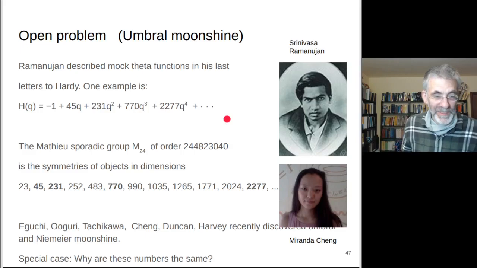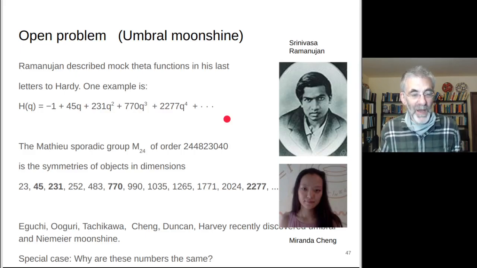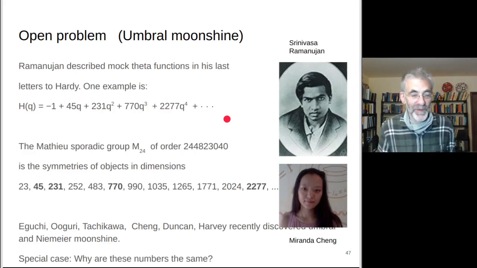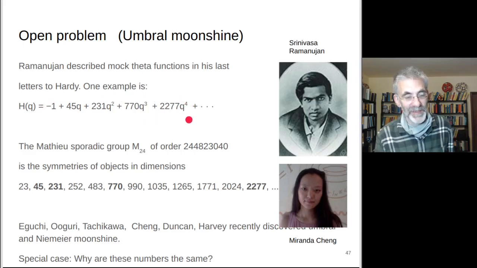I'll finish off by describing some open problems. First of all, there's the problem of umbral or Niemeyer moonshine. So Ramanujan, just before he died, sent a letter to Hardy where he described some weird functions he found called mock theta functions. And here's an example of a mock theta function. It has this strange looking power series expansion.